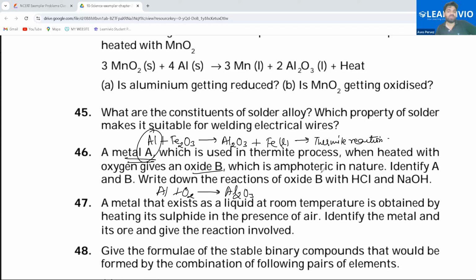Now, which is an amphoteric oxide? You know that ZnO, Al2O3, and PbO are the three amphoteric oxides. So A is aluminium and B is Al2O3. Now it says to write down the reaction of B with HCl and NaOH. Write down the reaction of Al2O3 with HCl and with NaOH, please.